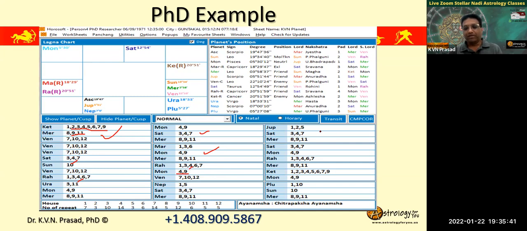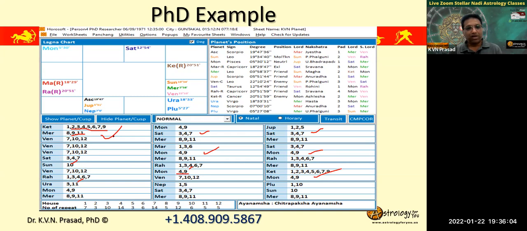Jupiter. Yes, 2, 4, 5, 9, 11. Full combination is there. Saturn, only 4, not much. Mercury, yes, everything is there, right? Okay.